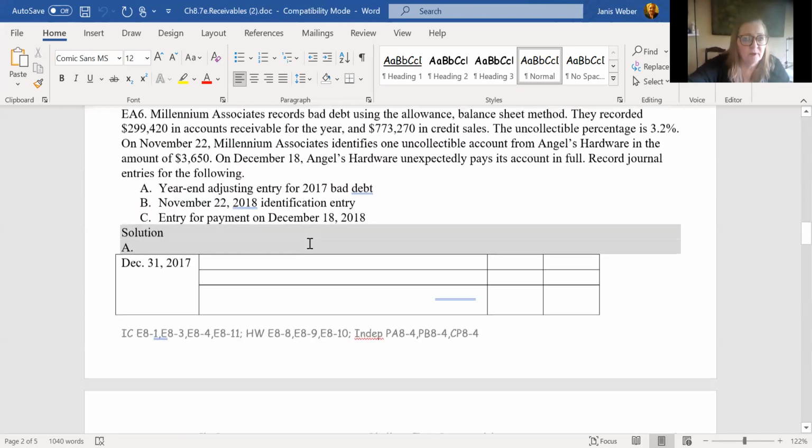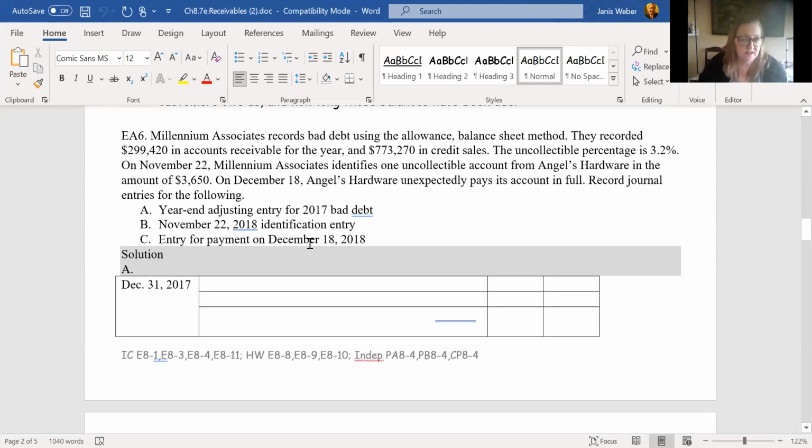And so the first problem is EA6. Millennium Associates records bad debt using the allowance balance sheet method. They recorded $299,420 in accounts receivable for the year and $773,270 in credit sales. The uncollectible percentage is 3.2%. On November 22nd, Millennial identifies one uncollectible account from Angels Hardware in the amount of $3,650. On December 18th, Angels Hardware unexpectedly pays its account in full.